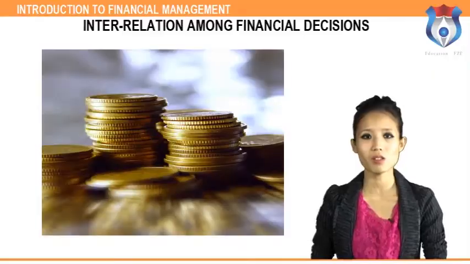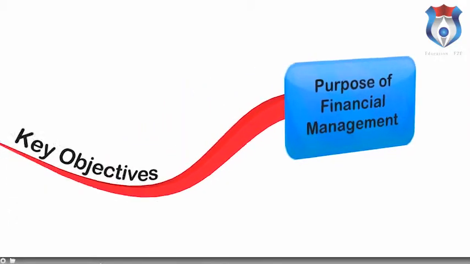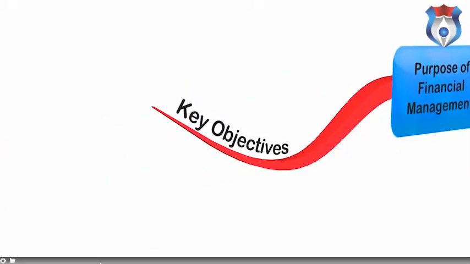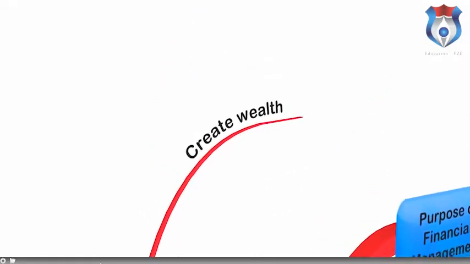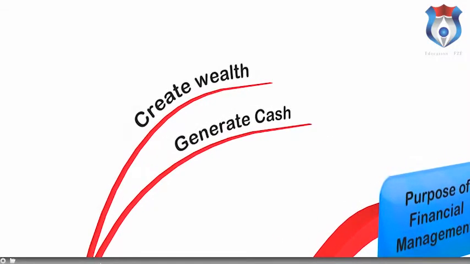Okay, so let's have a look at the purpose of financial management, the whole reason for financial management, its key objectives. You're the financial manager. You're in charge of where the money goes, how to get the money in, that sort of thing. And the objective you have to keep in mind: create wealth for shareholders, shareholder wealth maximization. Also thinking of generating cash.